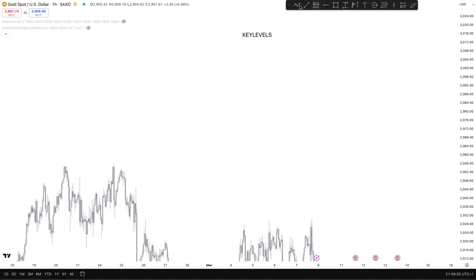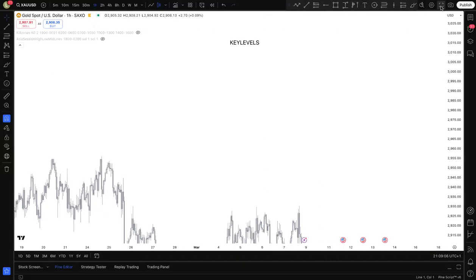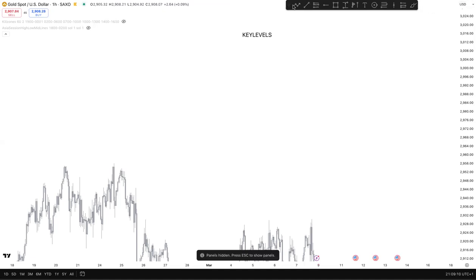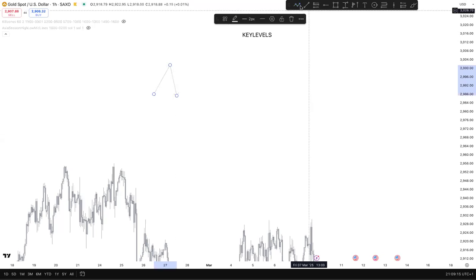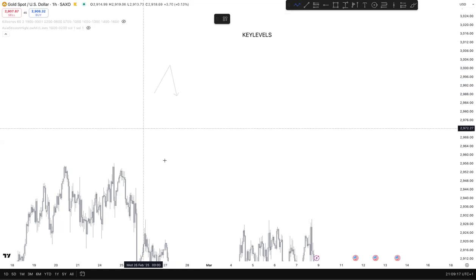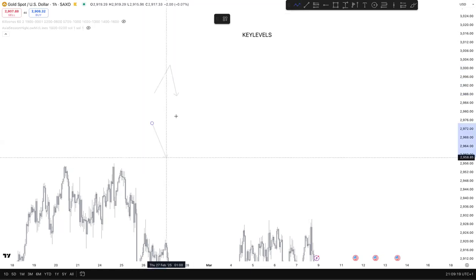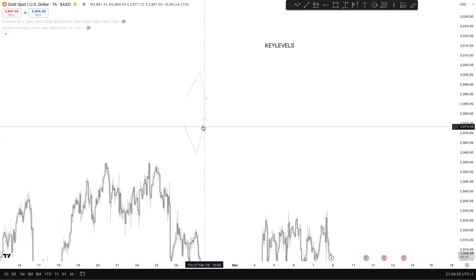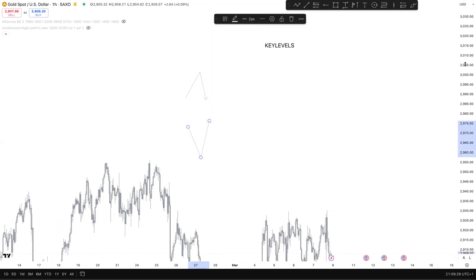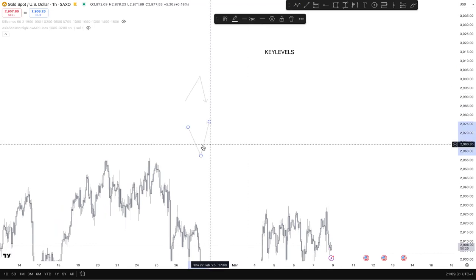The A shape is what we call the resistance key level, and the V shape is called the support key level. These two key levels are the ones that are basically shown on the line chart.